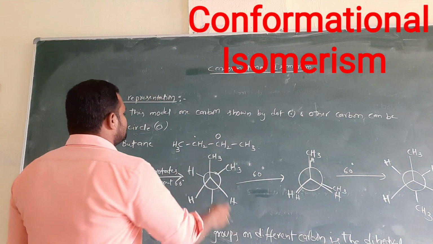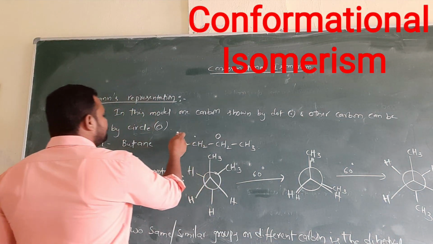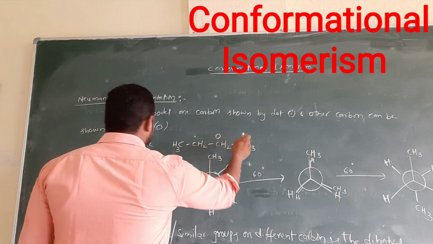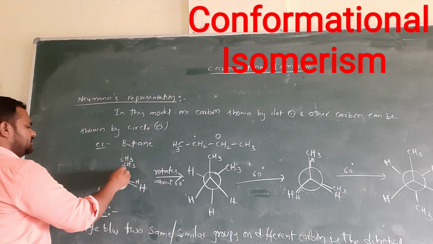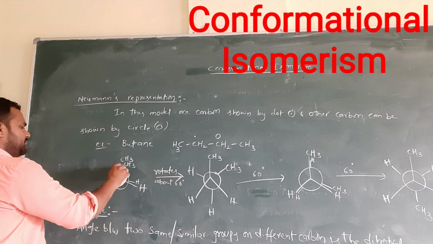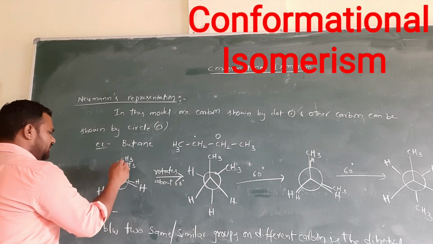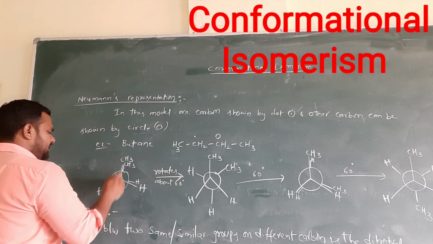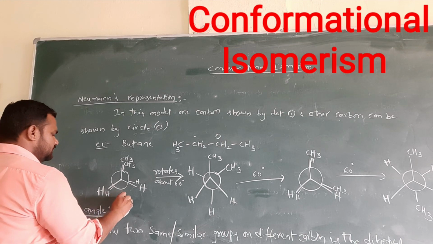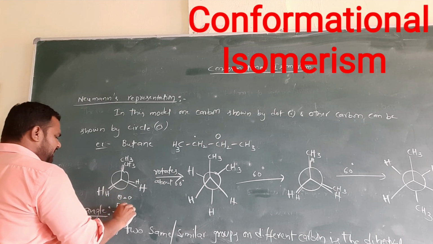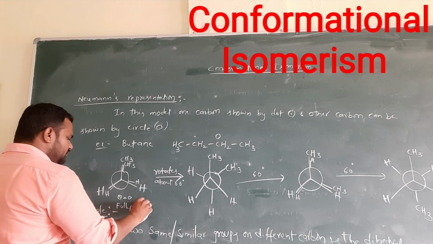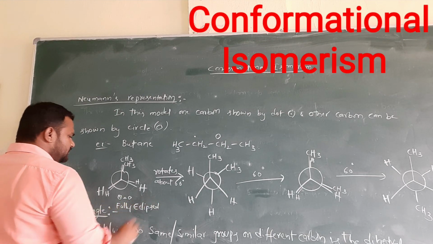For example, one observes here on the dot carbon a methyl group is there, on the circle carbon also a methyl group is there. The angle between these 2 methyl groups on different carbons is 0. Theta is equal to 0. So this form is called the fully eclipsed form.